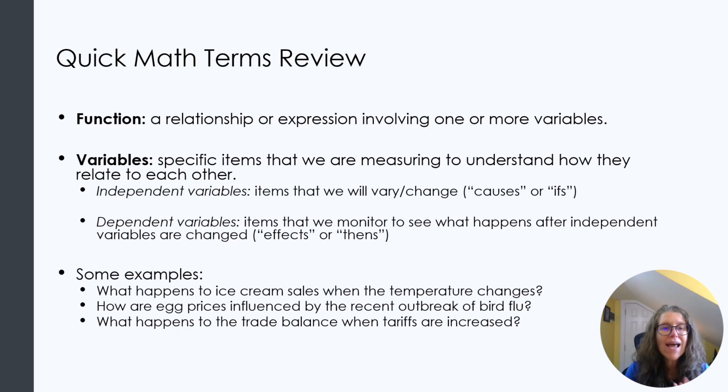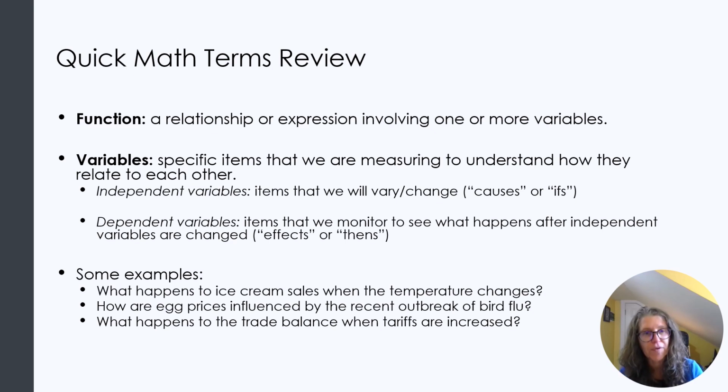So what happens to ice cream sales when the temperature changes, or if the temperature changes? Right? In this example, the temperature is the thing that would change or vary, so that's your independent variable. The ice cream sales are the thing that we're watching to see what happens. That's your dependent variable.